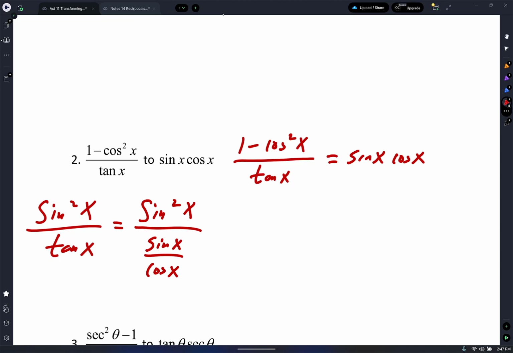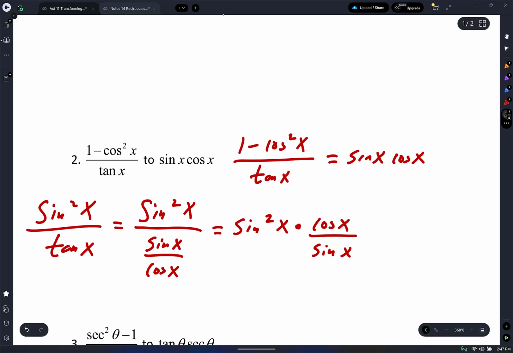I'm going to do keep, change, flip. So I'm going to write sine squared x. I'm going to keep that. I'm going to change the division to multiply. And I'm going to flip the sine x over cosine x, so it's going to be cosine x over sine x. For those of you that are way too fast, you know what I'm doing, you can just do your thing. You don't have to do it this way if you don't want to.